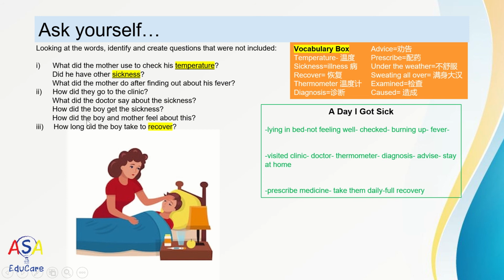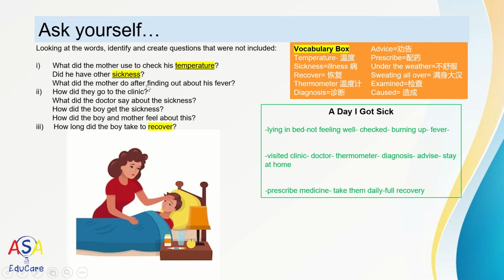Okay, first questions. There's so few words here, I don't think I can write enough. So I'm going to think of questions on my own. First one, what did the mother use to check his temperature? She used her... Yes. Did he have other sickness? Did he? You can come up with some sickness.